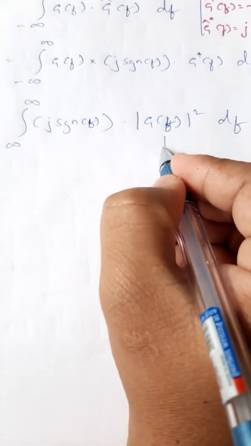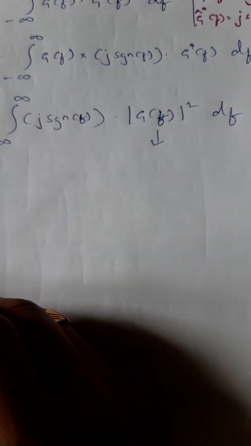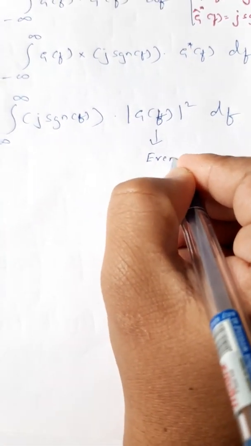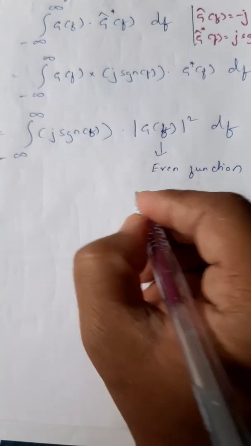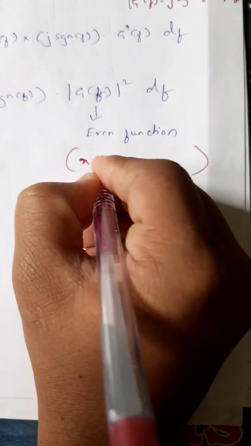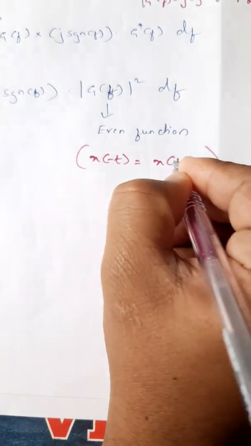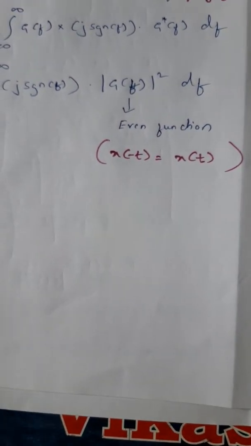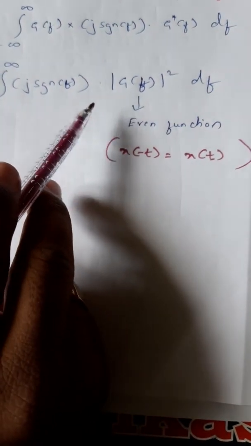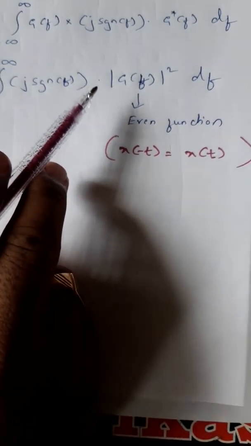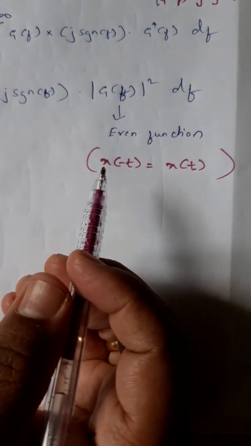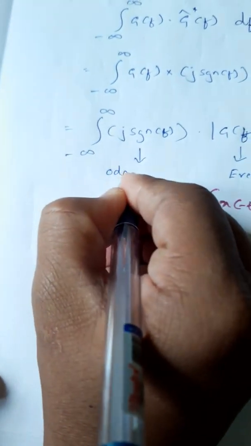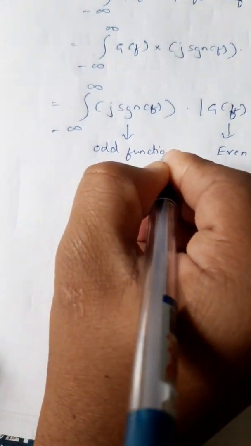So we know that this function, the magnitude spectrum, is always an even function. What do you mean by even function? Even function means, if x of minus t is equal to x of t, then it is called an even function. And this we already saw in signals and systems. The magnitude spectrum of any signal is an even function. And this one, the signum of f, is an odd function. This also we saw.